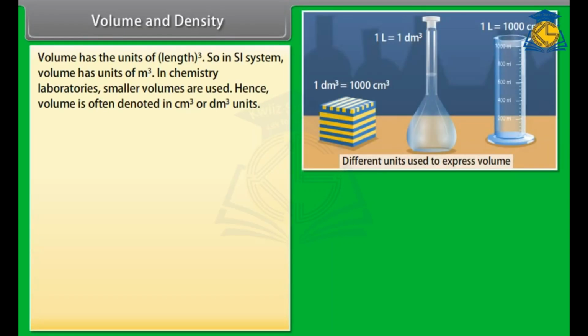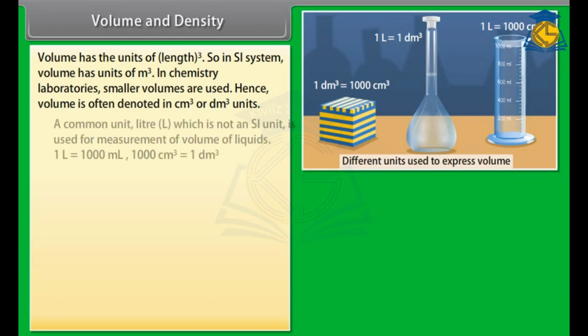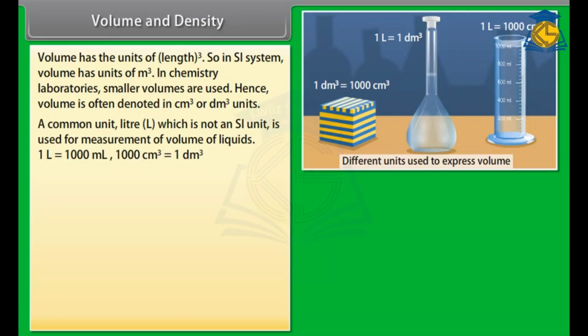Volume and density. Volume has the units of length raised to the power 3. So, in SI system, volume has units of meter cube. In chemistry laboratories, smaller volumes are used. Hence, volume is often denoted in centimeter cube or decimeter cube units. A common unit, liter, L, which is not an SI unit, is used for measurement of volume of liquids. 1 liter is equal to 1000 milliliter. 1000 centimeter cube is equal to 1 decimeter cube.